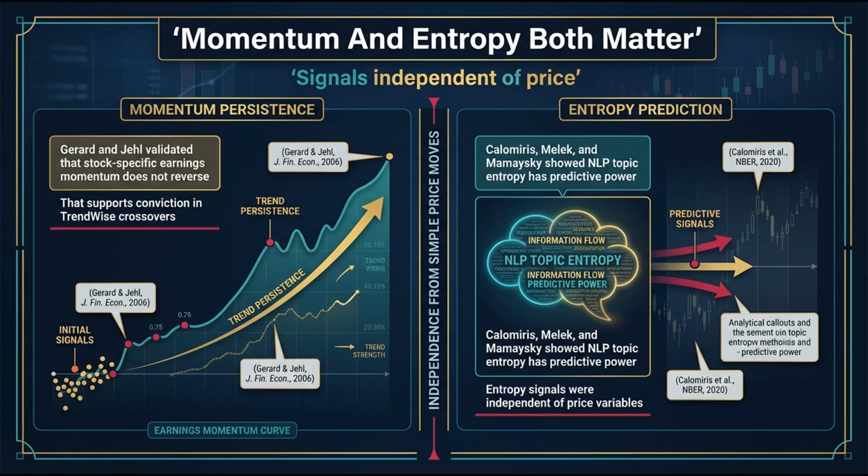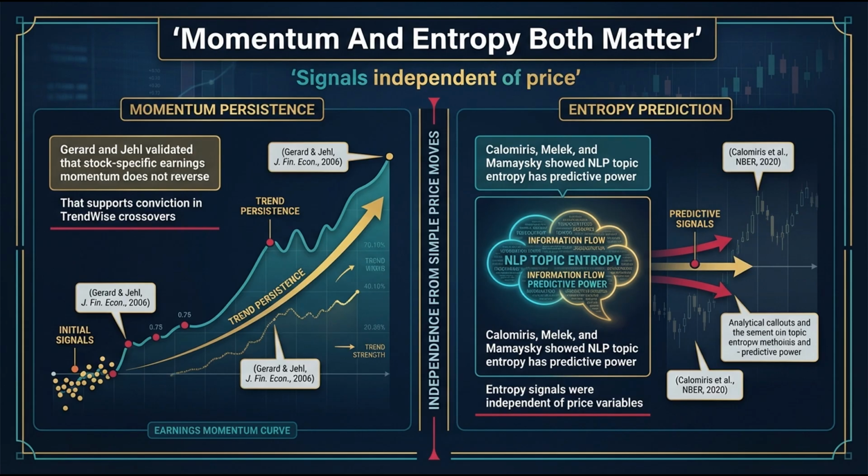So you buy the breakout. This validates our crossover conviction protocol. When stock C experiences an earnings catalyst and the TrendWise crosses to open, Girard and Gend prove that the resulting momentum is not a temporary anomaly to be faded. It is a structural repricing to be bought.